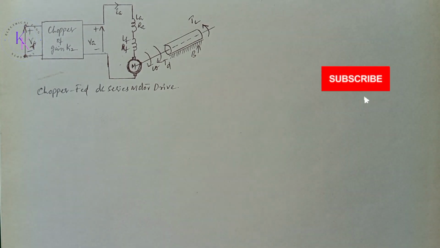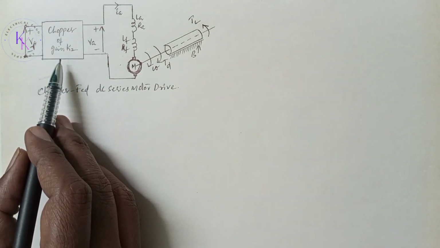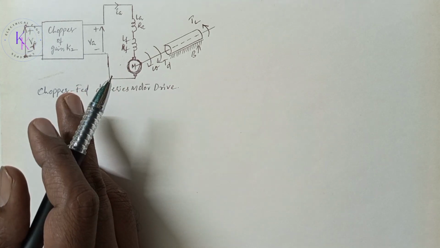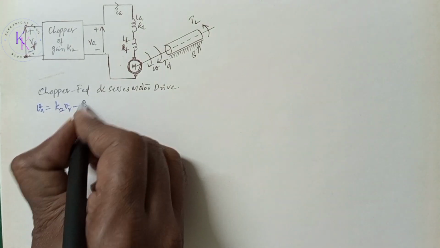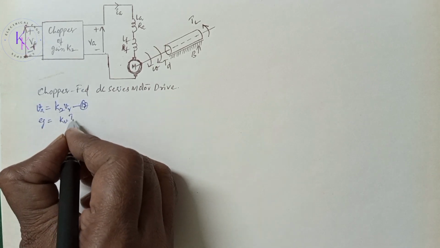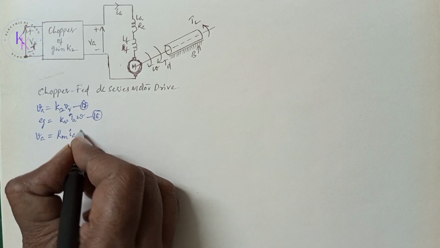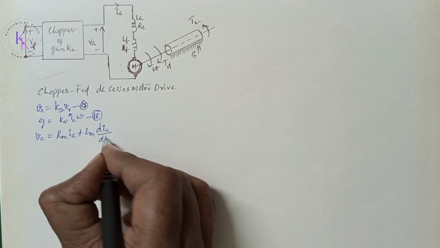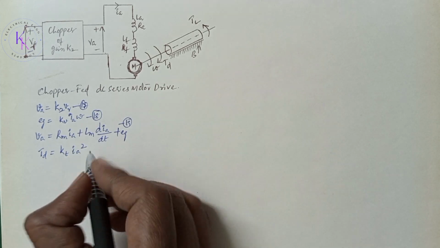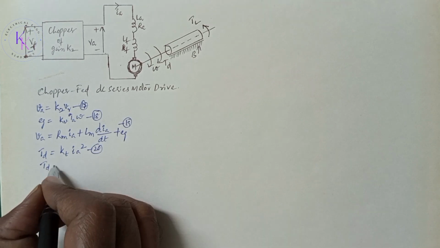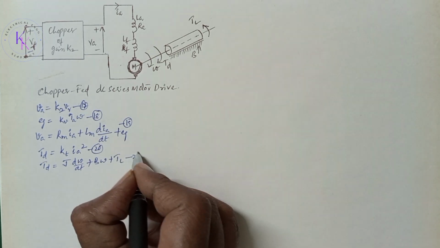The armature voltage is related to the control or the reference voltage VR by a linear gain constant K2. Assuming that the back EMF constant Kv does not change with the armature current and remains constant, the system equations are: Va equals K2 VR, equation 17; Eg equals Kv Ia omega, equation 18; Va equals Rm Ia plus Lm dIa/dt plus Eg, equation 19; Td equals Kt Ia square, equation 20; and Td in mechanical terms is given by J d omega/dt plus b omega plus TL, equation 21.